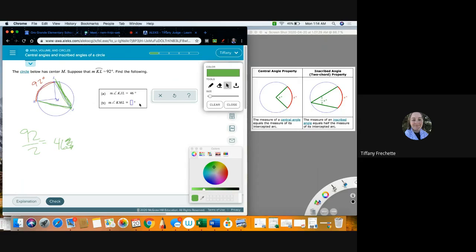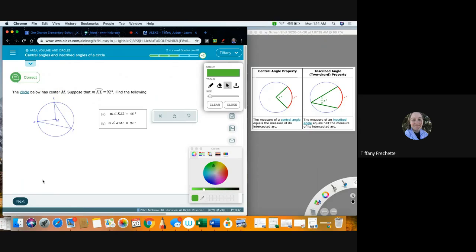Okay, so now we're going to do the same thing, but we're going to find KML. So now we're going to find the central angle. Well, again, central angle, that's super, super easy. If we know the arc, the central angle is exactly the same. So if the arc is 92, the central angle is 92. All right. Perfect. One more.